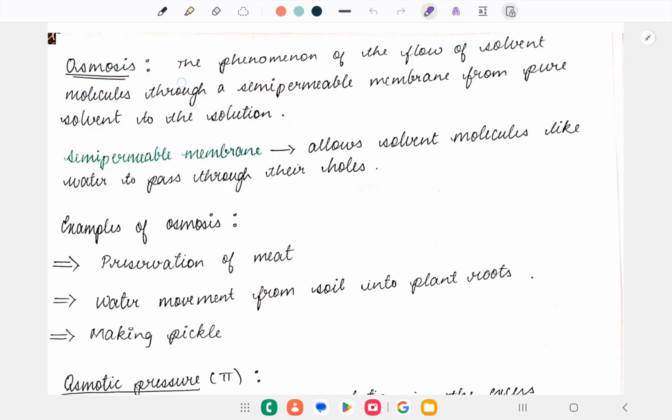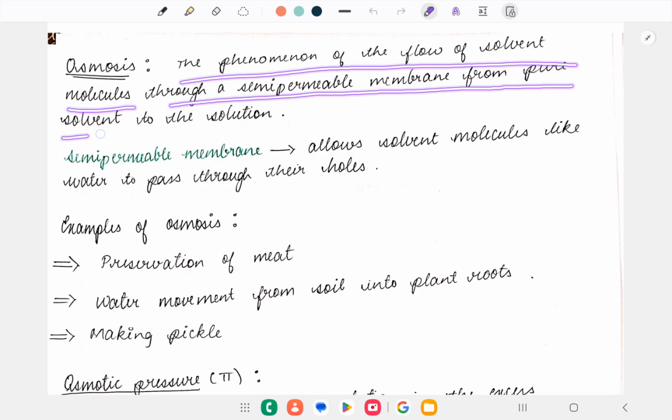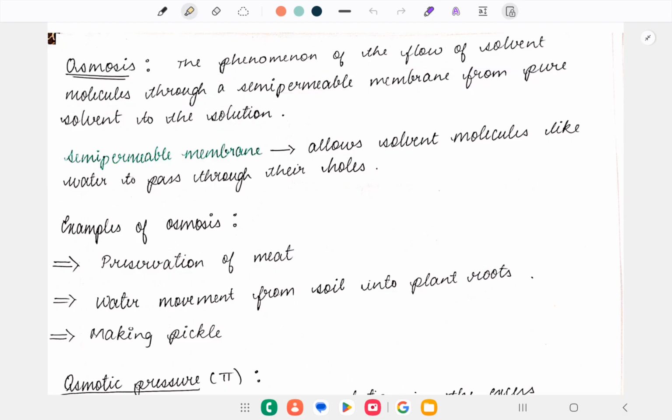Osmosis is the phenomenon of the flow of solvent molecules through a semi permeable membrane from pure solvent to the solution. It is very important to note that the transport will always happen. The transfer will happen from a pure solvent to the solution.